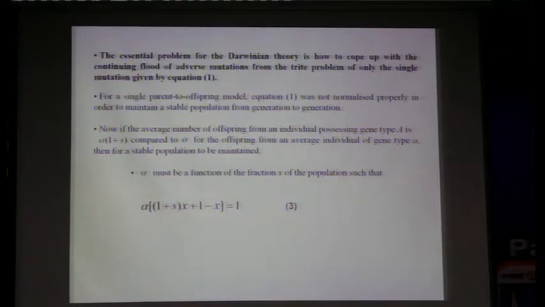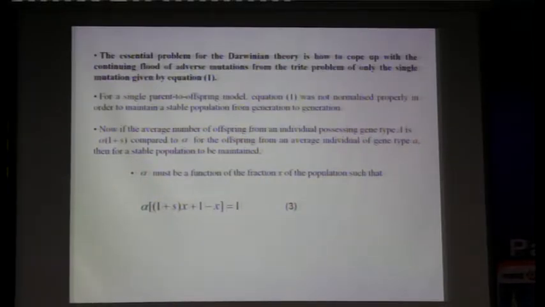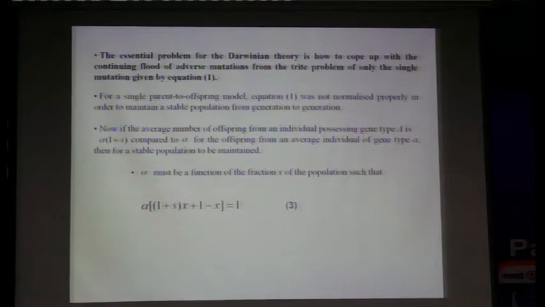But one more thing is that in this equation 1 it has not been normalized, so that generation after generation a stable population will be there. So that is one problem. And also random mutation has not been considered. So in order to have a stable population from generation to generation, one parameter alpha, which I have described by equation 3, may be in this form. If we introduce this alpha, then we can have a stable population generation after generation, even if we accept this natural selection theory.